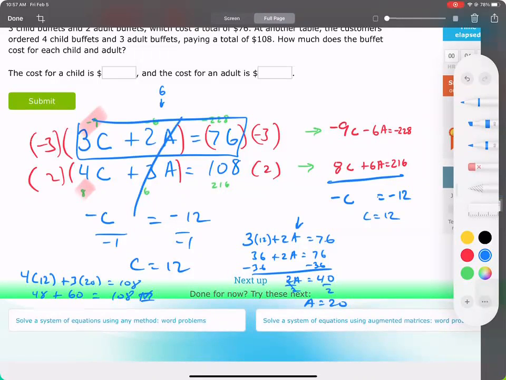And that's how we solve word problems, a system of equations with elimination.